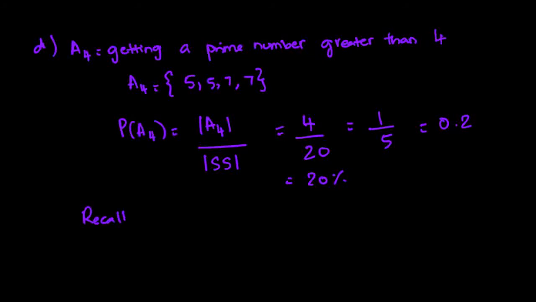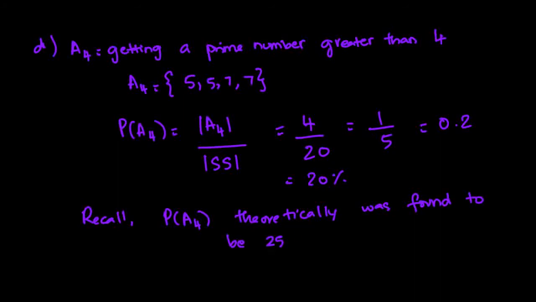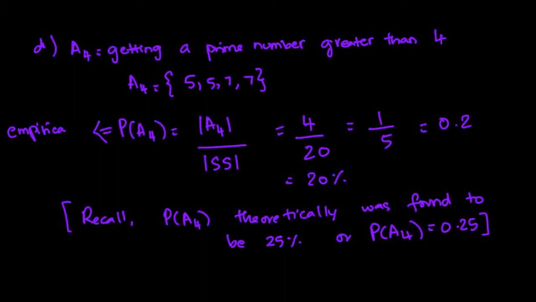Recall, probability of A4 theoretically was found to be 25%, or probability of A4 was 0.25. And again, this is what we call an empirical probability, because we find this probability based on observations, but theoretically, the probability is 0.25.